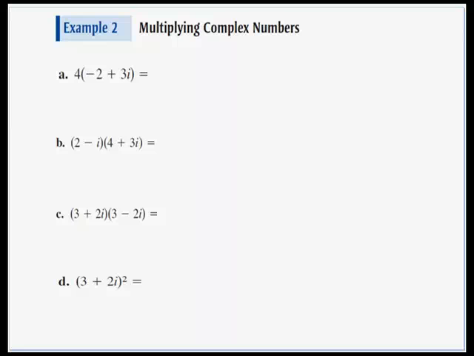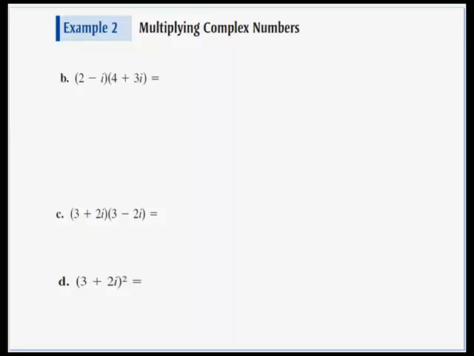Next, we're going to multiply, and you're probably going to figure out how this goes. In the first one, nice and easy, we just distribute the 4. 4 times negative 2 is negative 8. 4 times 3i is plus 12i. Aha! Now when we get to foiling this out, multiplying out the binomial, you're going to see something happens here.